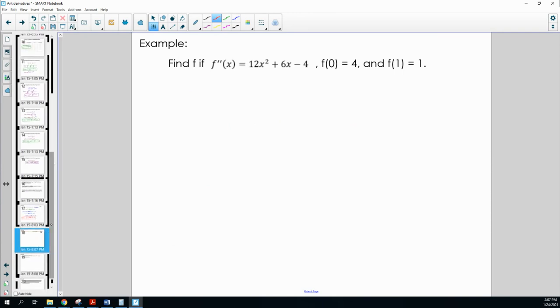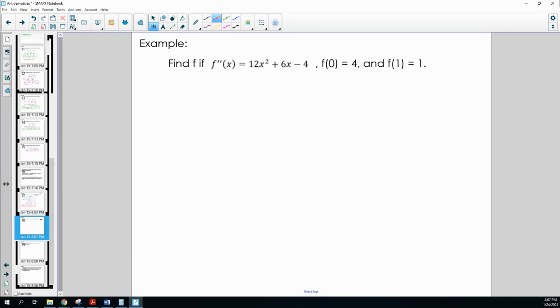Okay, so now we have a little bit harder of a problem, but there's two different conditions that they're going to give us. So find f, right, our original function, if f double prime of x equals this. So they're giving us the second derivative, and we need to find the original. So what we're going to have to do is find the antiderivative twice, right?